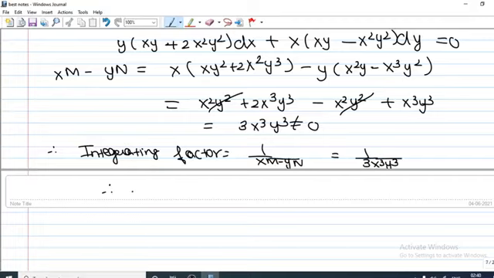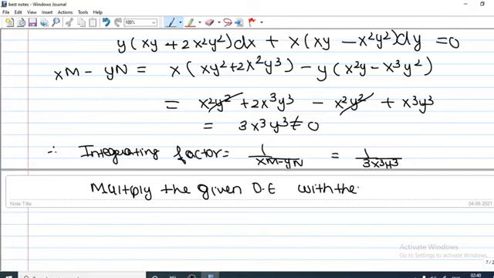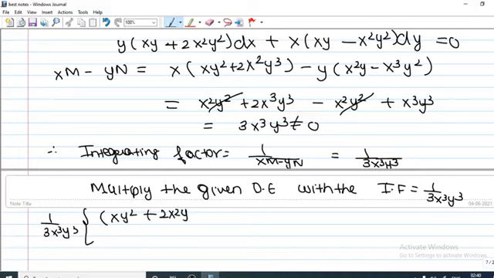Therefore, what we are going to do? Multiply the given differential equation with the integrating factor 1 upon 3x cube y cube. 1 upon 3x cube y cube is nothing but, what it is, (xy square plus 2x square y cube) into dx plus (x square y minus x cube y square) into dy equal to 0.